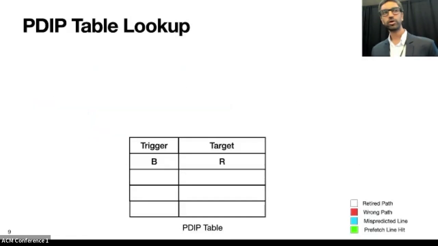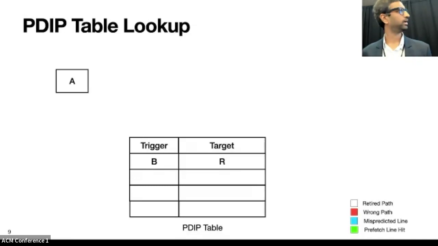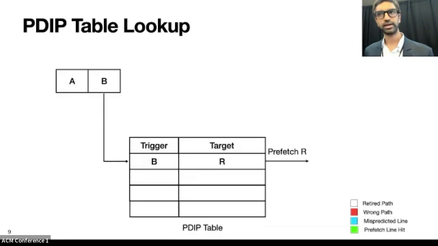Now I'm going to walk through the sequence of operations. When are we going to look up this table? Again, I'm going to walk through the same example as before. We see cache line A, and A is missing in the PDIP table, so we don't issue any additional prefetches. Now we see B hits in the table, so we issue a prefetch to the target cache line R. In the meanwhile, the rest of the operations happen.